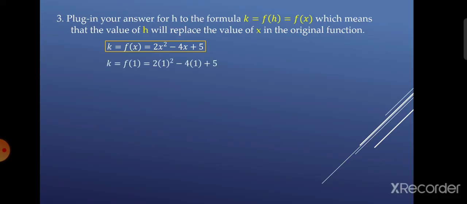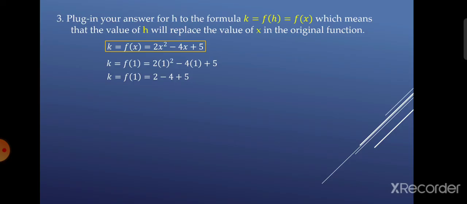So earlier, in solving, h is 1. So k equals f of 1. The value of h is the same as the value of x. So f of 1 is equal to 2 times 1 squared minus 4 times 1 plus 5. To continue, k equals f of 1, or you can also write it as f of 1. K equals 2 times 1 squared. What is 1 squared? 1 times 1 is 1.